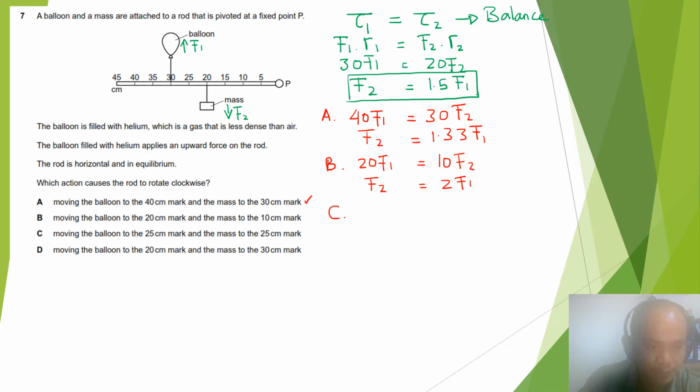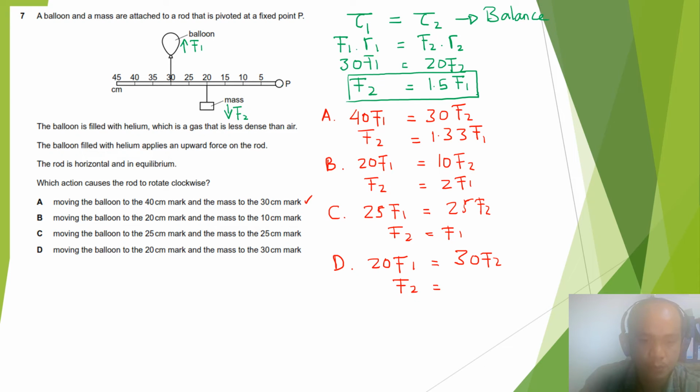For option C, 25 F1 is equal to 25 F2. So we see that F2 is equal to F1. And for option D, 20 F1 is equal to 30 F2, which means that F2 is equal to 2/3, which is 0.67 F1.